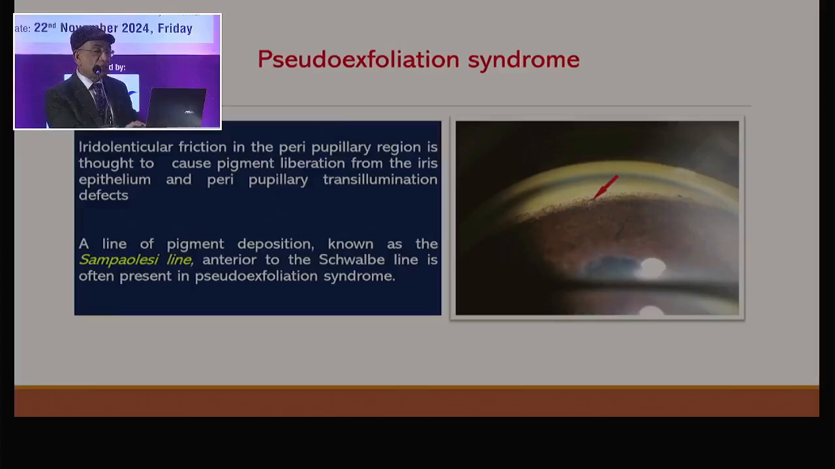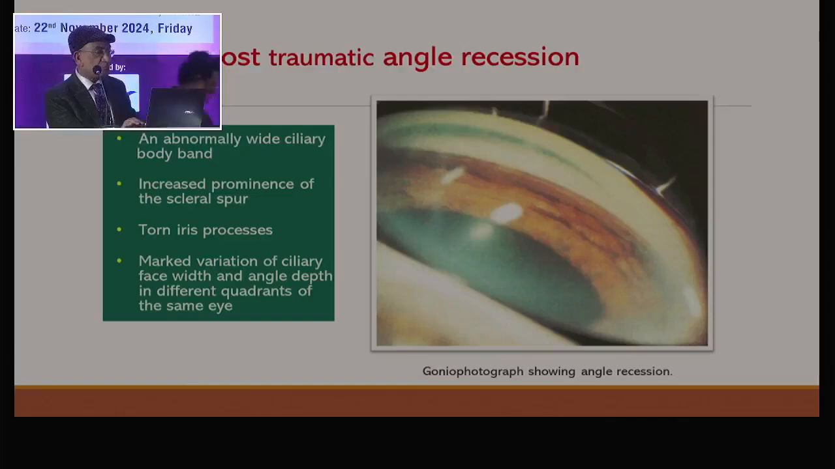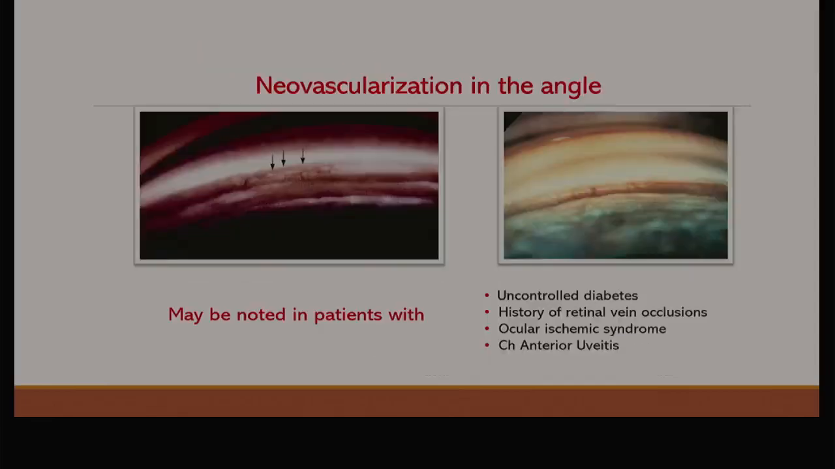Pseudoexfoliation, you can see similar material and Sampaolesi line in this case. This is a very nice Sampaolesi line. When there is pigmentation of the Schwalbe's line, we call it Sampaolesi line. We know that after trauma, we can find secondary glaucoma. Why? The angle is traumatized. There is recession of the angle structures towards the ciliary body. So you can see angle recession. In the diabetic patient, sometimes you can see neovascularization in the angle.